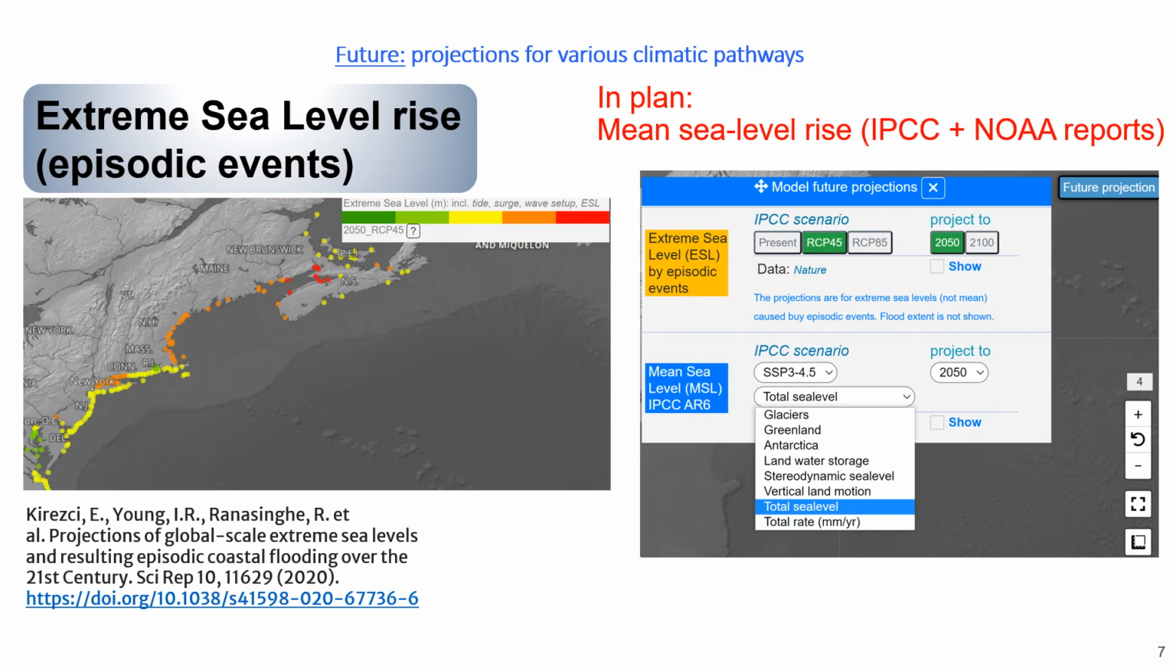We have seen some current state and some historical trend. Now let's see some future projections decades in advance. On the left, what we see is a projection to year 2050 of episodic extreme events due to sea level rise for various RCPs or representative concentration pathways, or simply different climatic pathways. This is based on an external paper published in Nature, and the DOI is available if you want to explore. Likewise, mean sea level projections will also be included in the AKH from NOAA and IPCC reports.